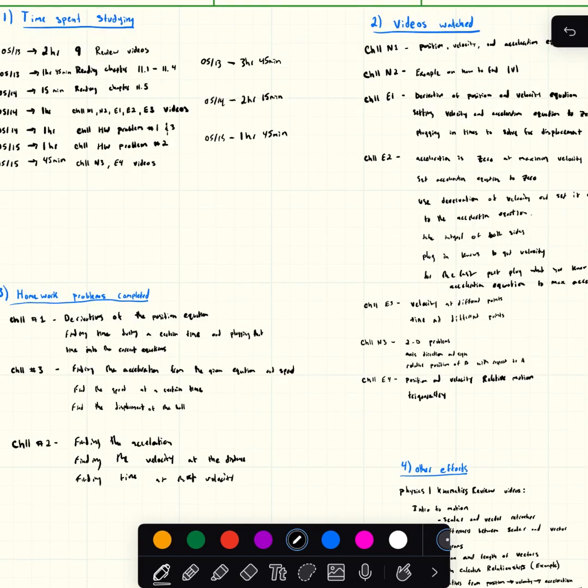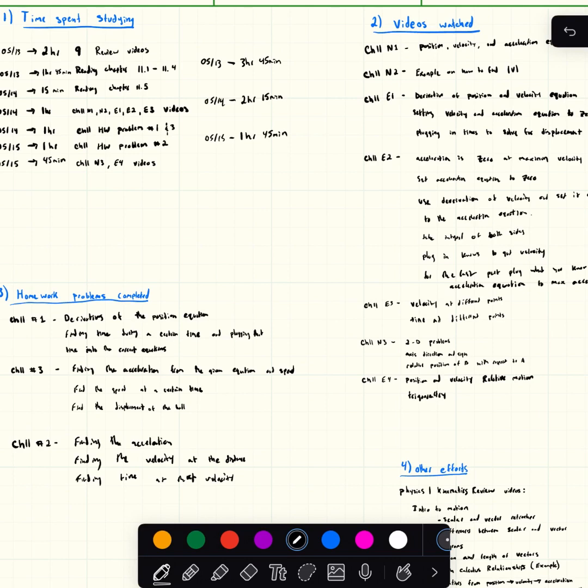So for number 1, you had to find the derivatives of the position equation to get the velocity and then get the acceleration. And then you had to find the time during a certain time, and then plug that into the correct equation, the velocity and the acceleration equations.